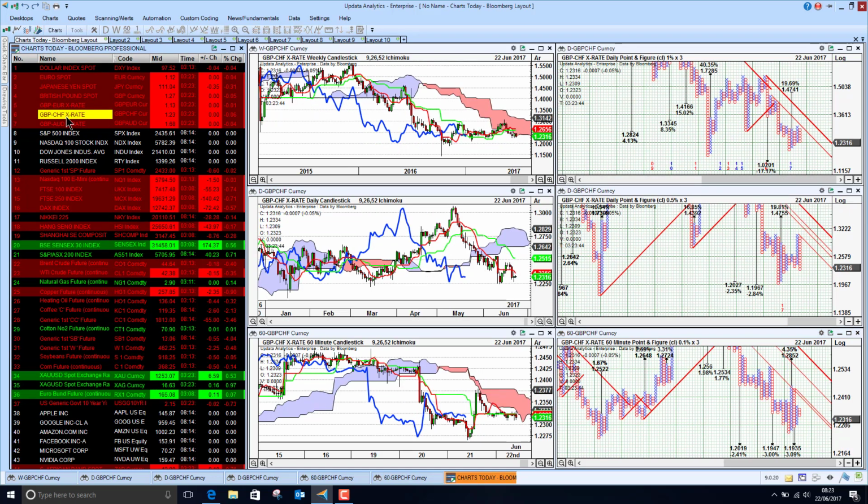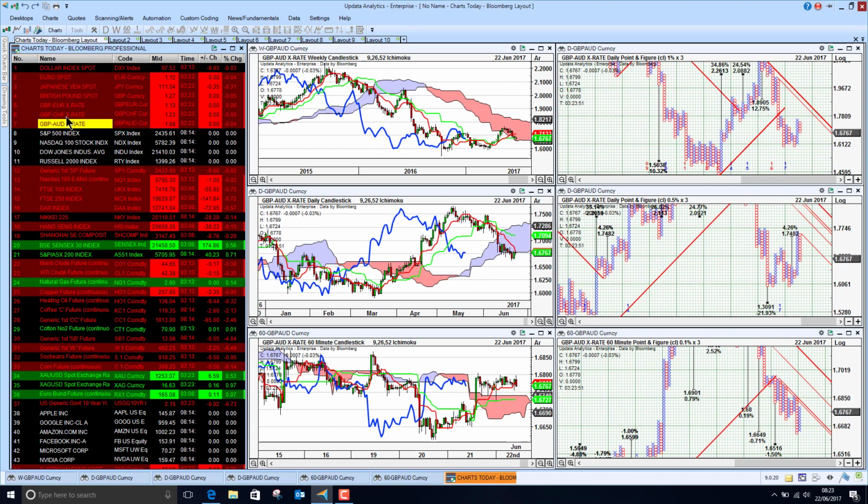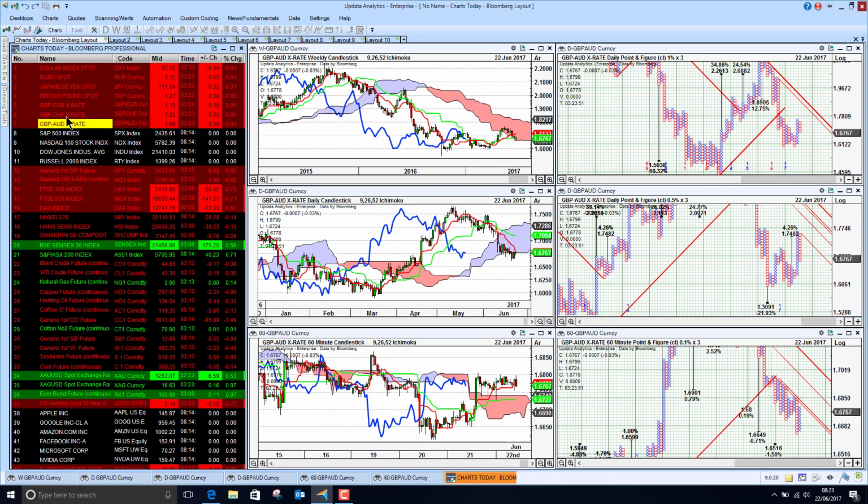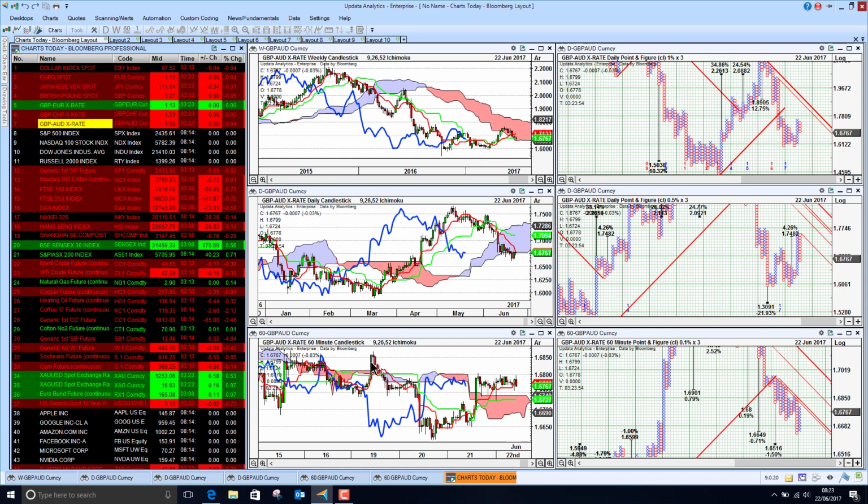And against the Swiss franc, we're bearish on all three charts as well. And against the Australian dollar, we're also seeing bearishness with downside targets and bearish below the cloud on the short term.